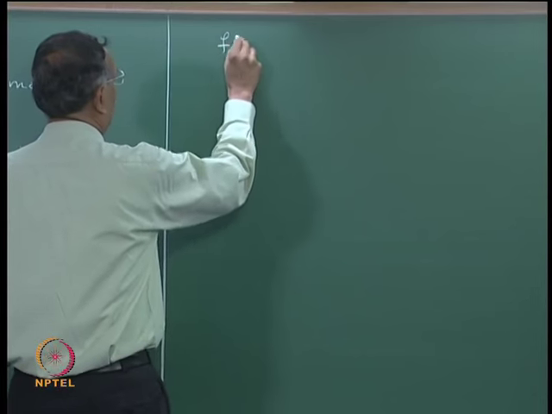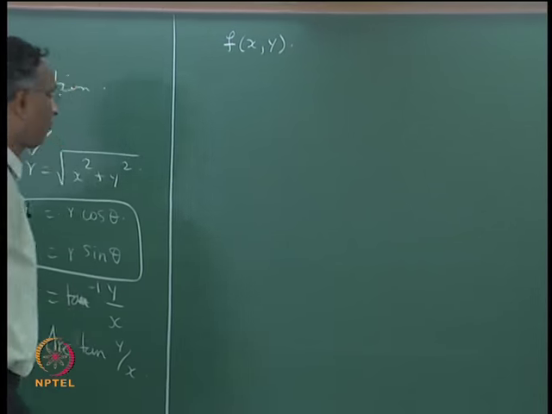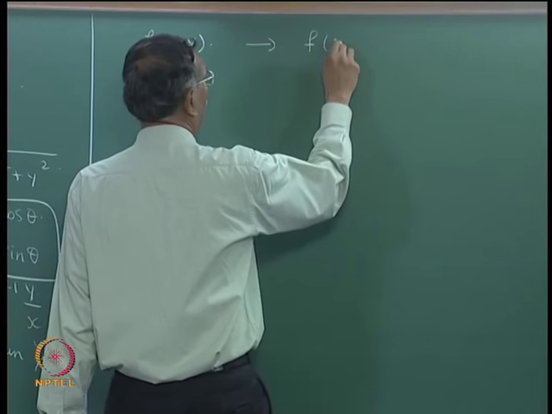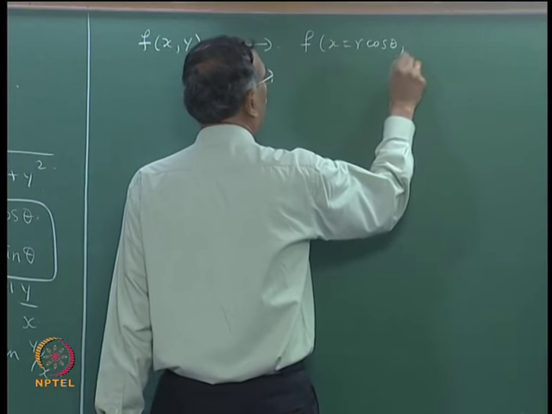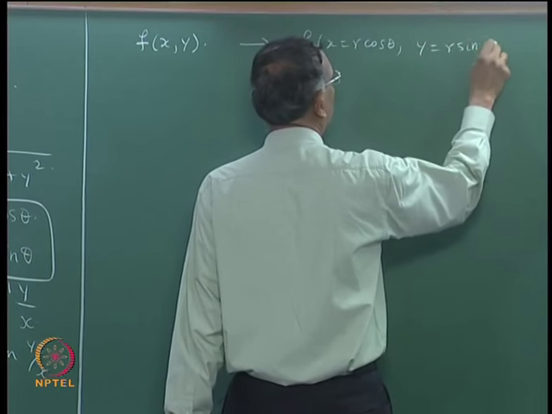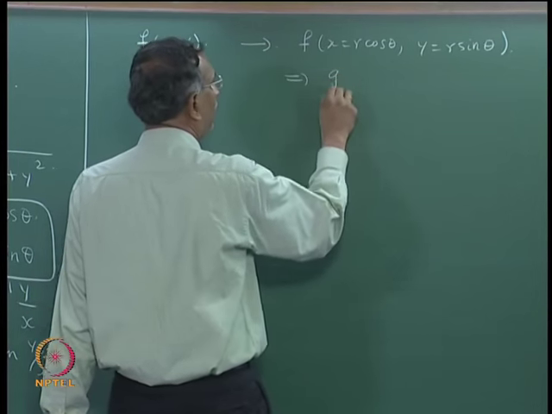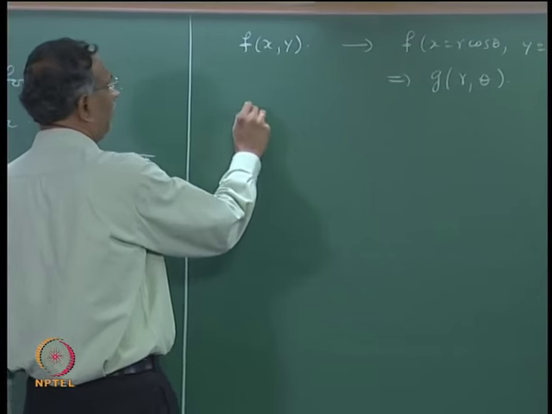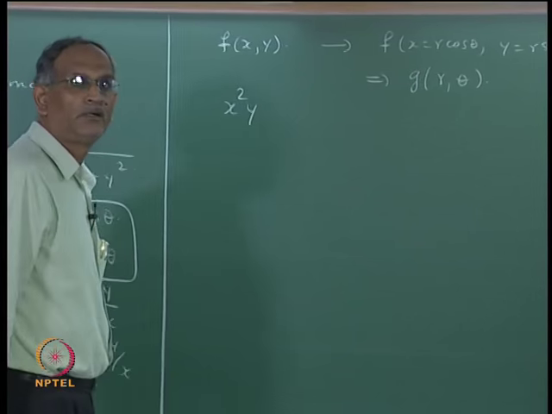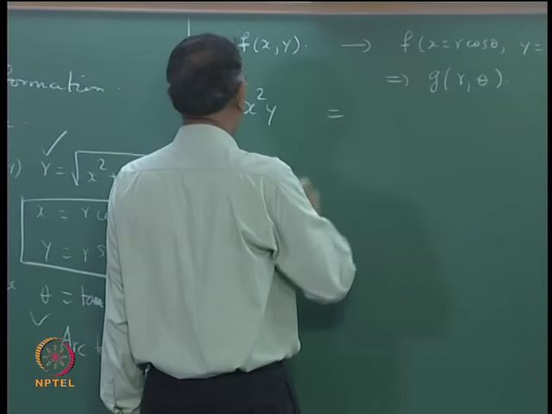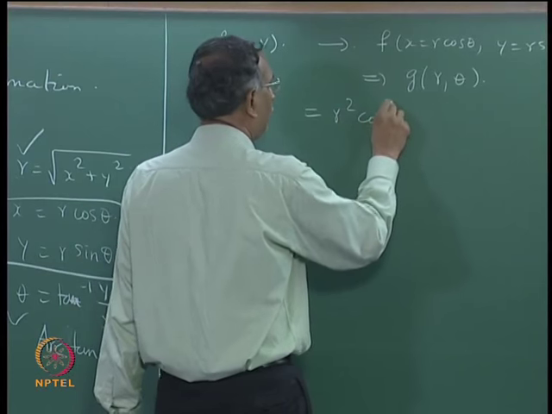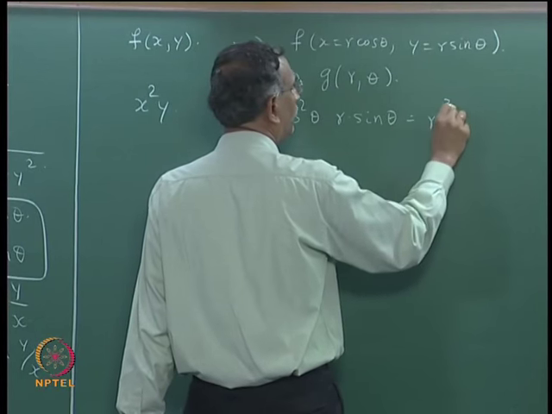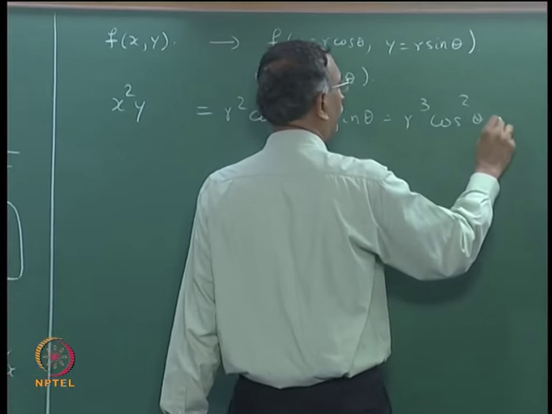If any function is expressed in terms of x and y and we want to change that to x equal to r cos theta, y equal to r sin theta, the functional form will be slightly different and we will write that as g of r, theta. An example of that is, say, x square y. If we do that, then x square is r square cos square theta, times r sin theta, which is r cube cos square theta sin theta.